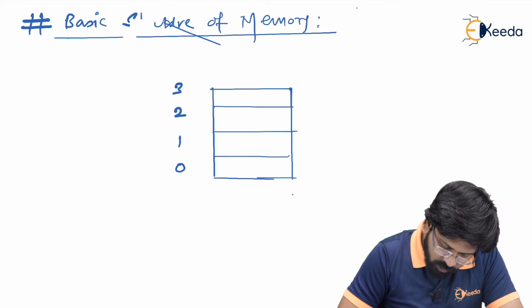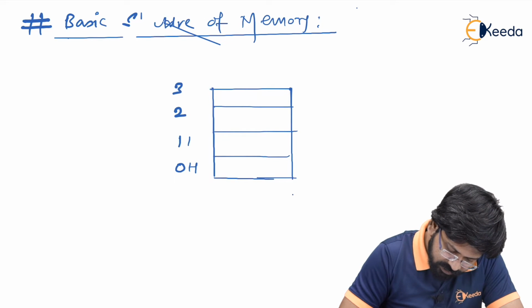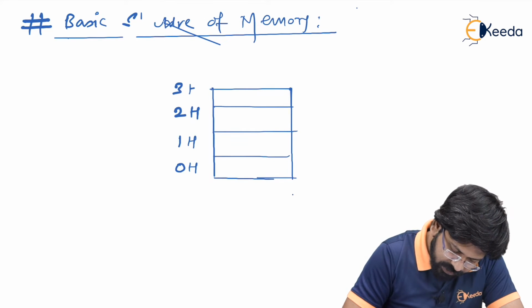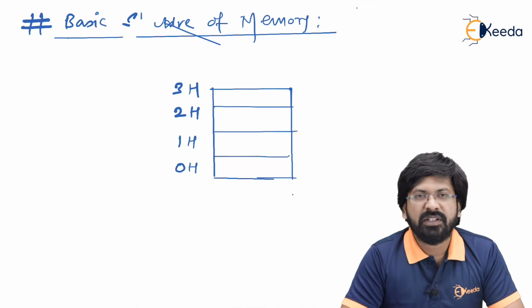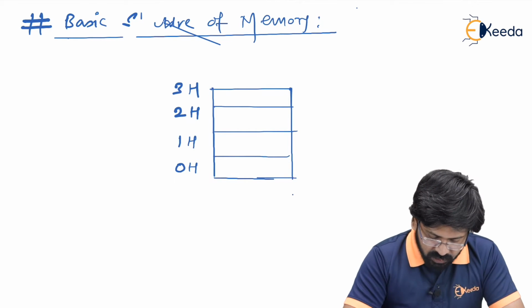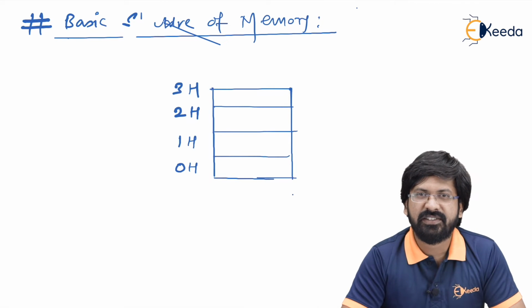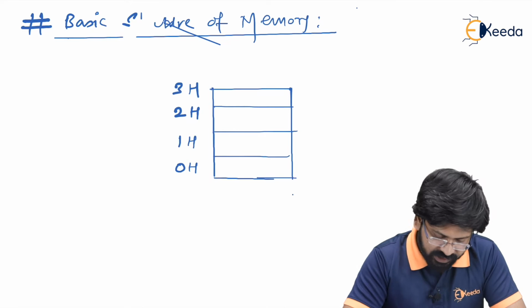So I'm going to use hexadecimal number system, so I'll name them as 0 hex, 1 hex, 2 hex, 3 hex. With the help of these numbers, I'm going to identify the exact floor of the building I'm talking about, or exact memory location number I'm talking about. So 0 hex, 1 hex, 2 hex as well as 3 hex are what we call as addresses. Okay, they are called as addresses.